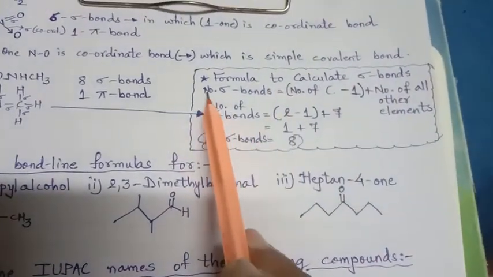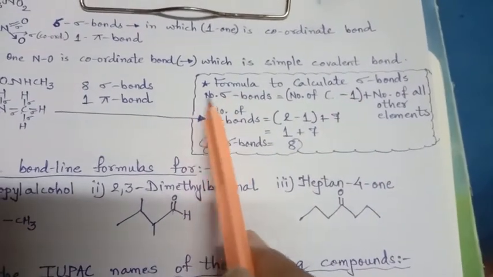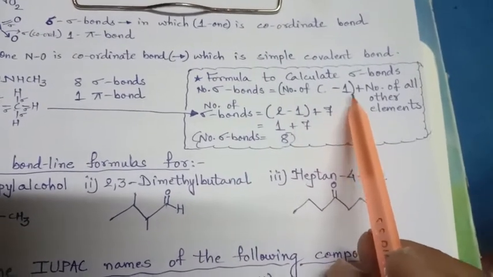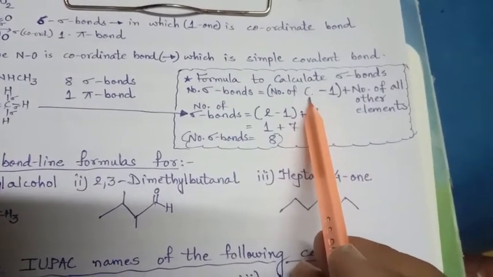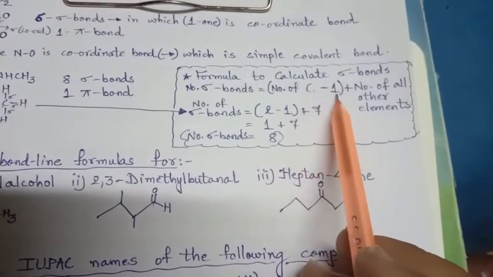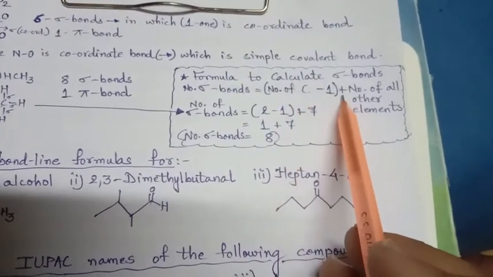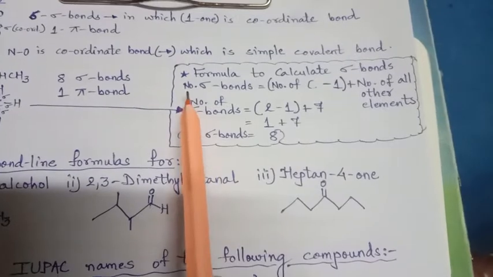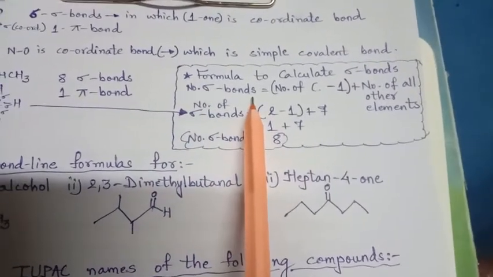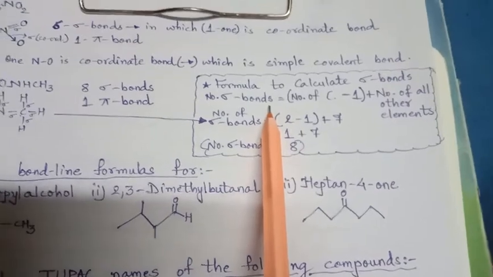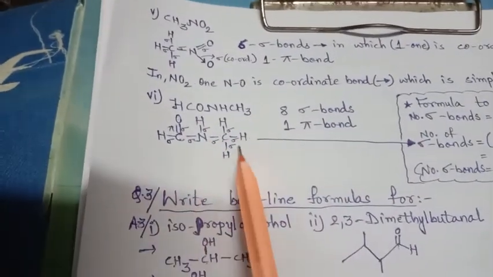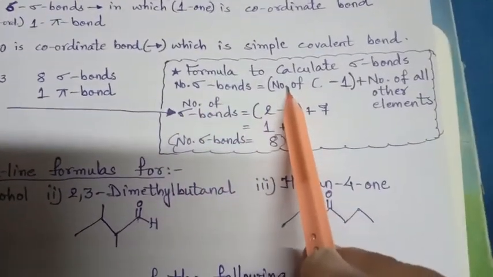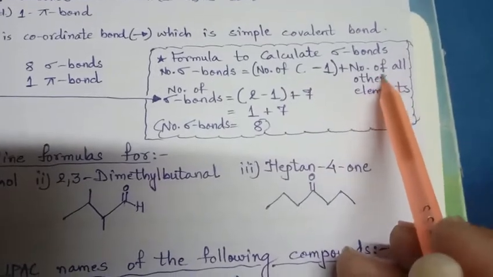So how to calculate sigma bonds? Number of sigma bonds is equal to number of carbon minus 1. Whatever the carbon present in the compound, we have to count and subtract 1 from it, then add the number of all other elements in the compound. If we are in a competitive exam, we won't have the time to draw all the structures and calculate the sigma bonds. So at that time we will count the carbon number, subtract 1 from it, and then count all other elements and add to it.